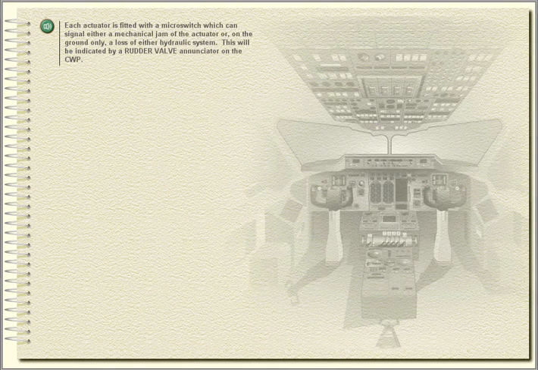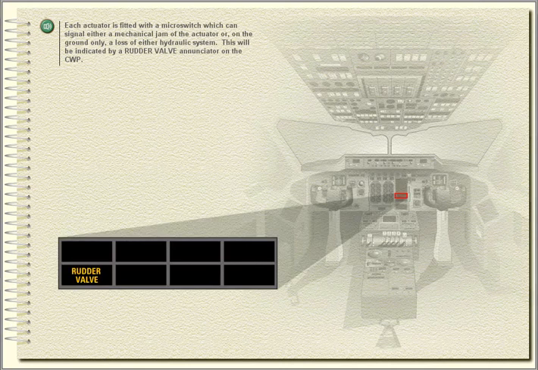Each actuator is fitted with a microswitch, which can signal either a mechanical jam of the actuator or, on the ground only, a loss of either hydraulic system. This will be indicated by a rudder valve annunciator on the central warning panel.